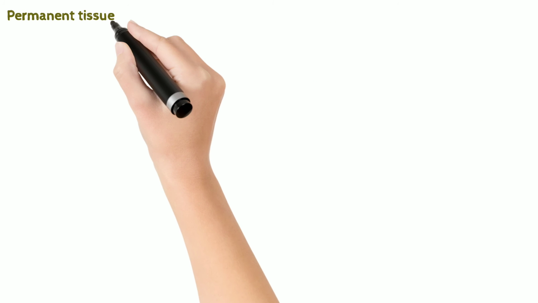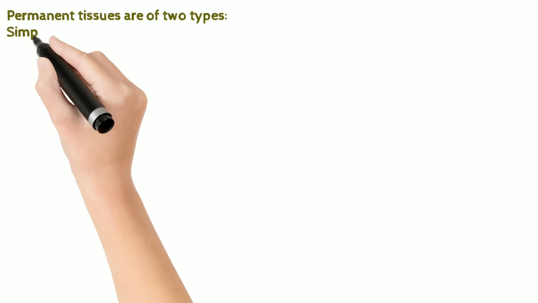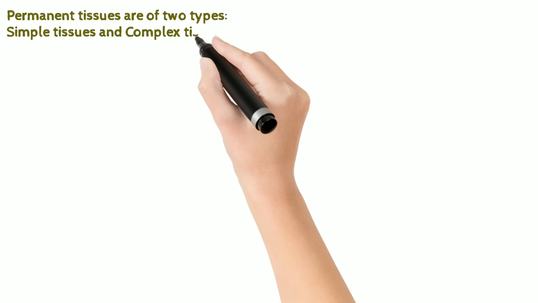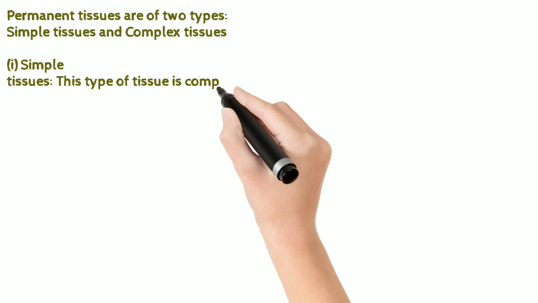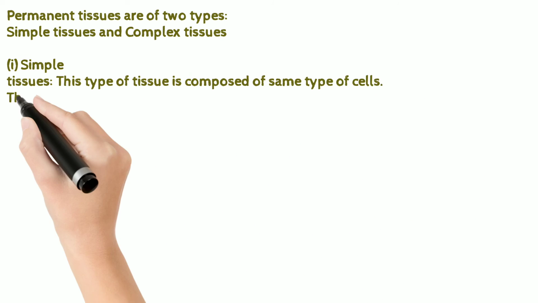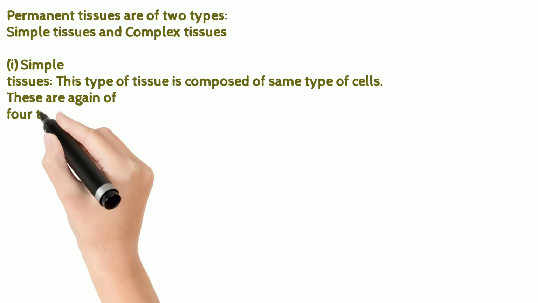Permanent tissues are of two types: simple tissues and complex tissues. I. Simple tissues. This type of tissue is composed of the same type of cells. These are again of four types.